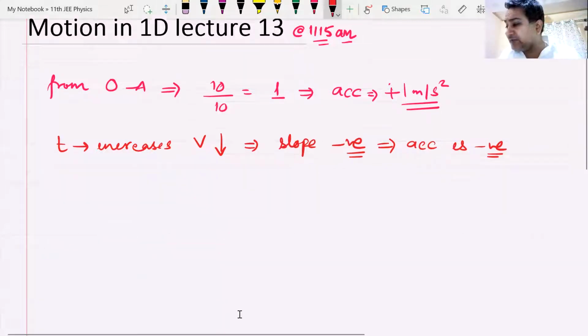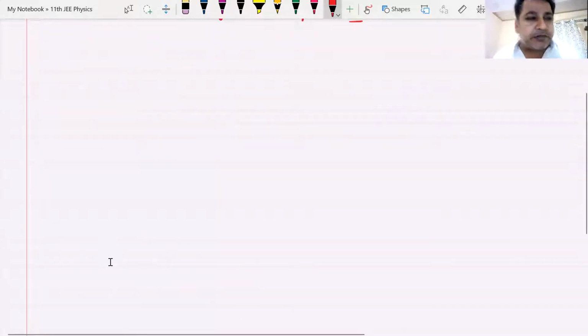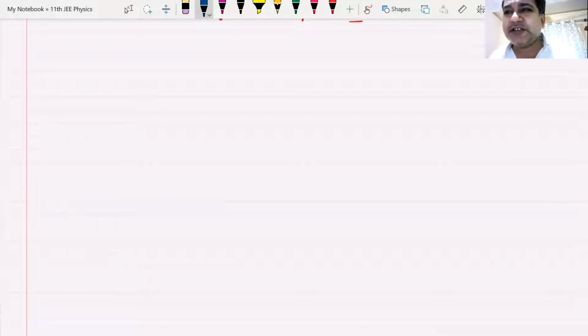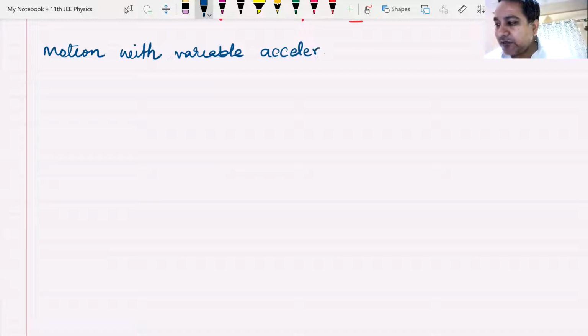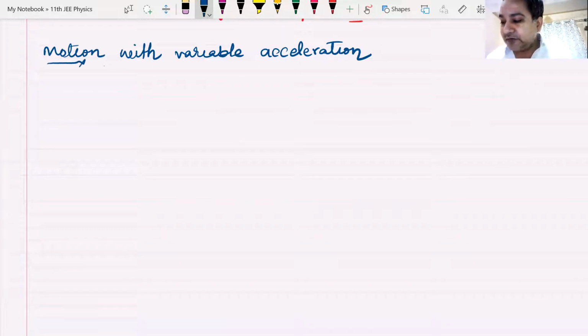Now we'll come to the last point of this chapter, but you must understand that we have already done this. So we'll come to the last heading of this chapter. Can anyone tell me what is the last heading of this chapter? The last heading of this chapter is motion with variable acceleration.